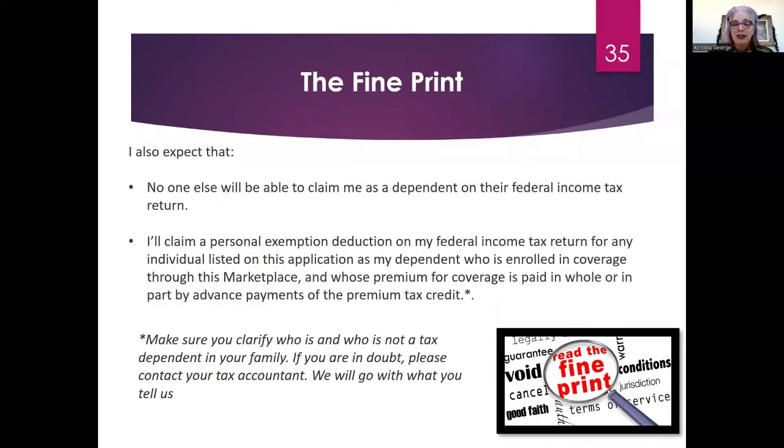You're going to expect no one else to claim you as a tax dependent, and you are claiming that everybody you've put on this application is also a tax dependent. So clarify and make sure that when you're entering this for the next year, all of your dependents will be a full dependent for the entire year. Because remember, the IRS doesn't prorate anything.